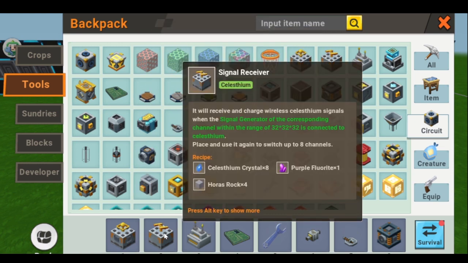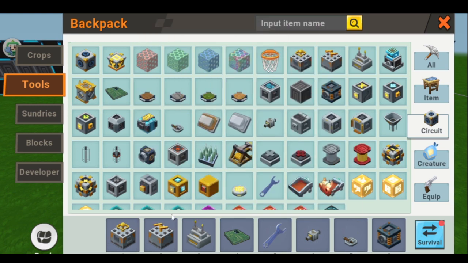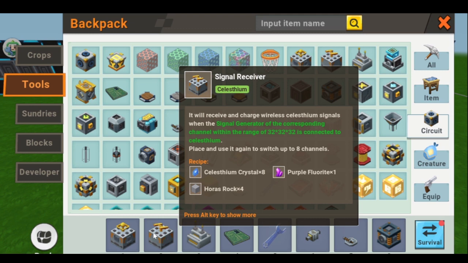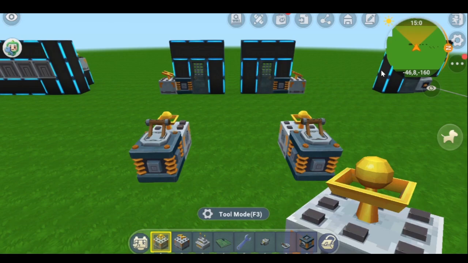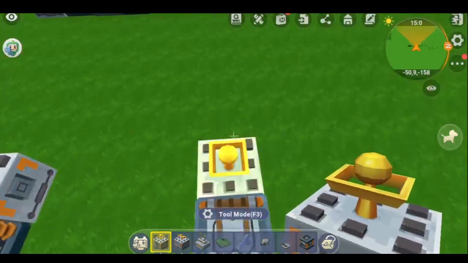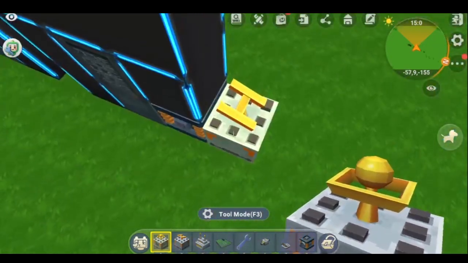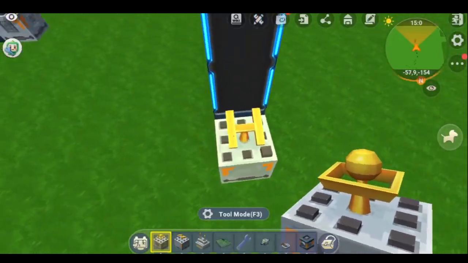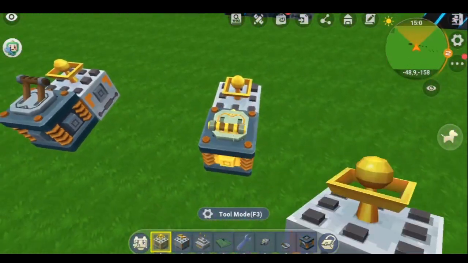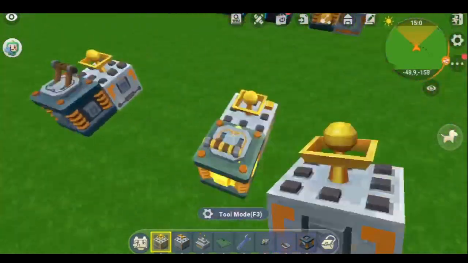Then we have the signal receiver. It's going to receive any signal that this block sends, and it's going to activate any block that is around this specific block, okay? Really important, any wireless circuit is going to have an input that is the wireless signal generator, and at the end, the system that you want to activate has to have a signal receiver, like this. You see, when I activate this, this is going to be activated, okay?